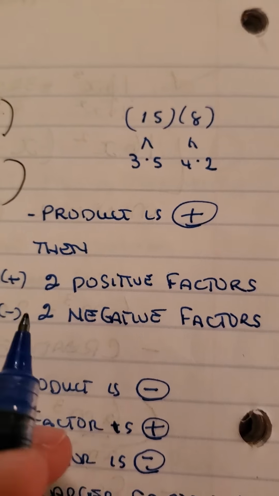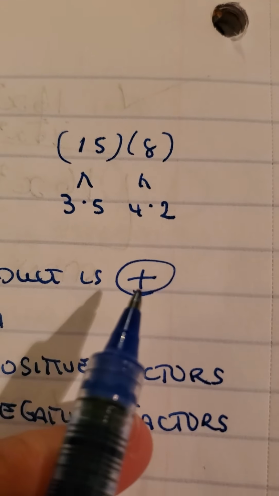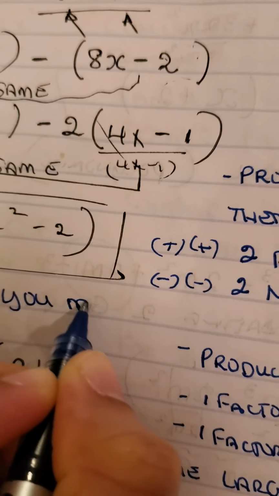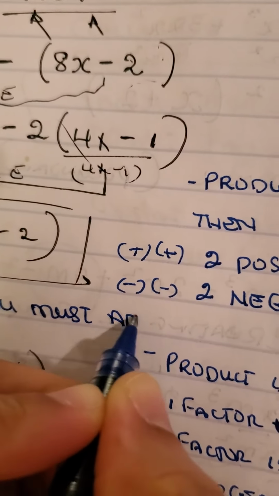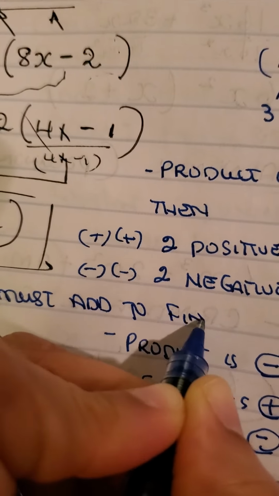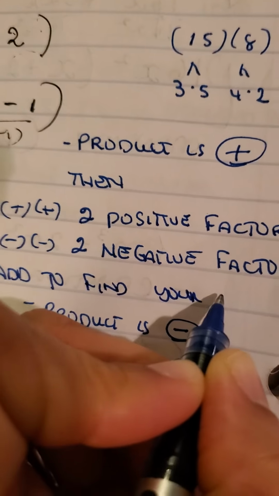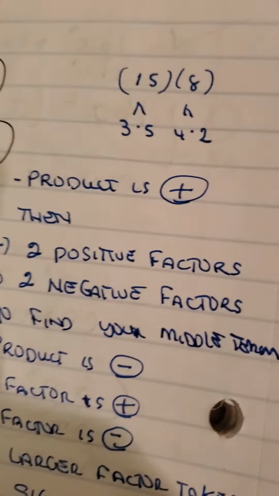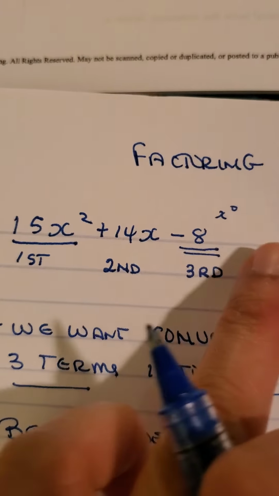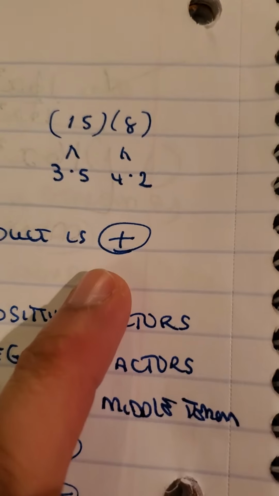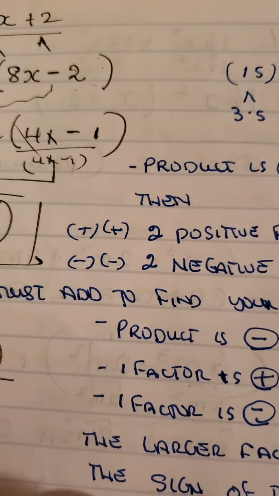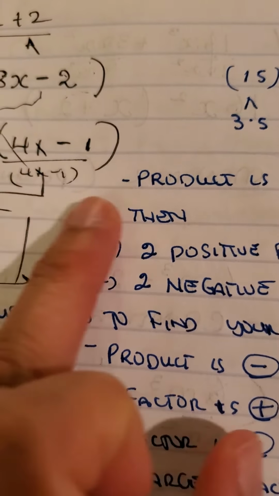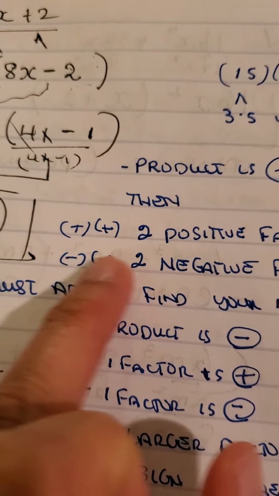So another thing to know is that if your product is positive, then you must add to find your middle term, right? If you multiply the first and the third and it's positive, it means that you must add to find the middle term. So you're either adding two positive numbers or adding two negative numbers.